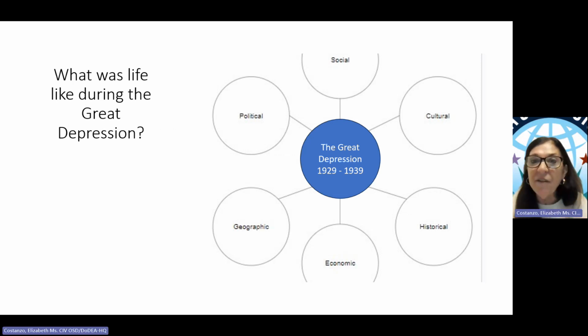So now that you have your definition of the Great Depression, we're going to set the stage or establish the historic context for this time period. The question we are going to consider is what was life like during the Great Depression? Eventually, we're going to add different perspectives. For example, what was life like for women during the Great Depression? For now, however, we are going to start the exploration of the historic context of the Great Depression with a question storm.